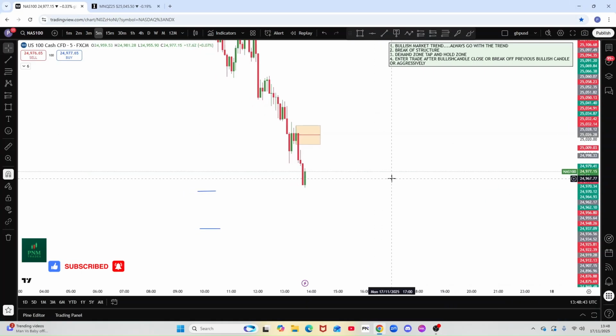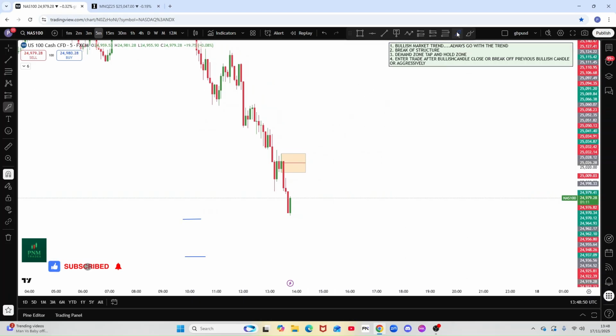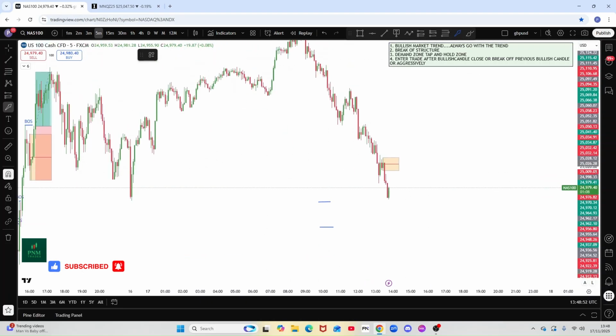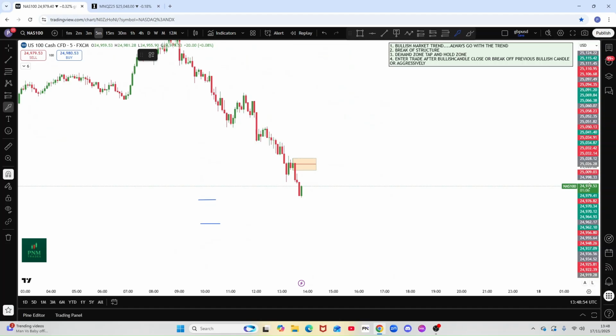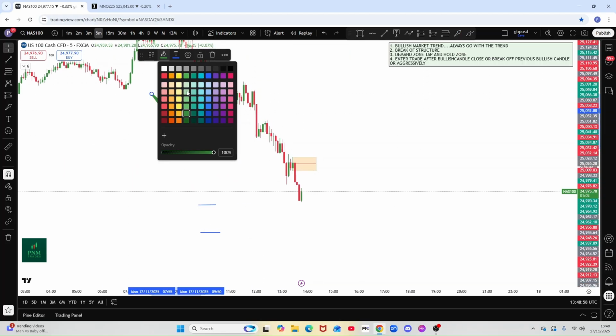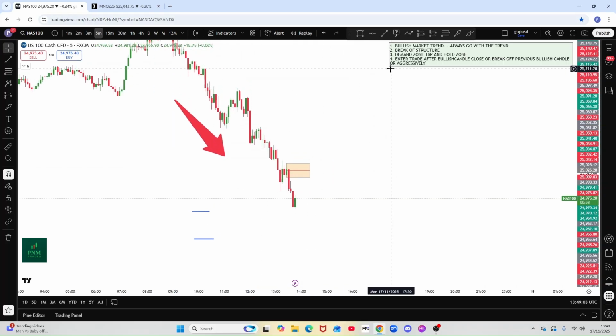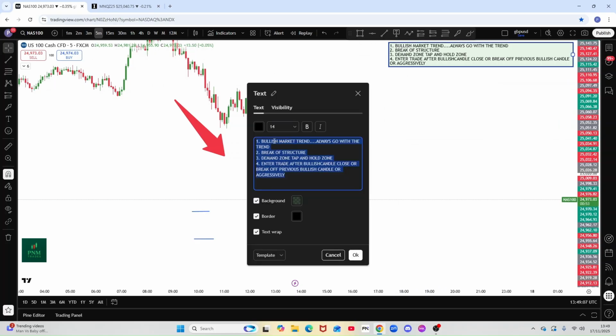So this is another day on NAS 100, 17th of November, 2025. Here we have an overall bearish trend. So today is bearish at the moment. When we go through the checklist, this is a bearish market trend.